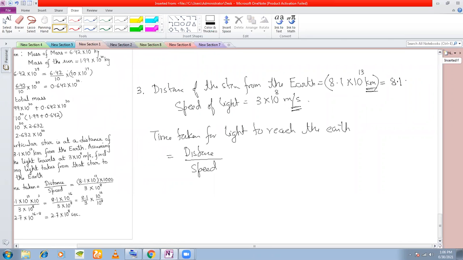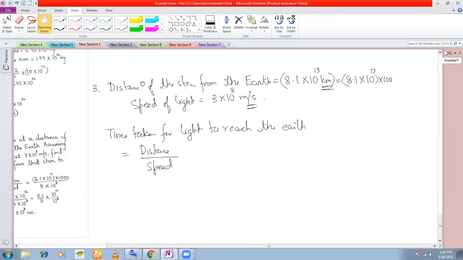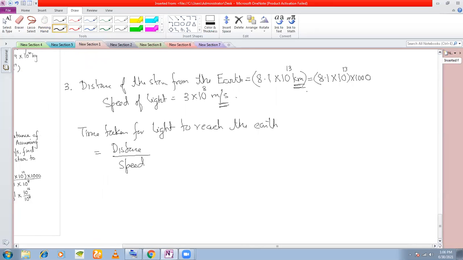So I can write this as 8.1 into 10 to the power of 13, multiplied by 1000. 1000 meters is 1 kilometer. So how much do you get? 8.1 into 10 to the power of 13 into 10 cube, which you can write as 8.1 into 10 to the power of 13 plus 3, which is 8.1 into 10 to the power of 16. You have converted this kilometer to meters.